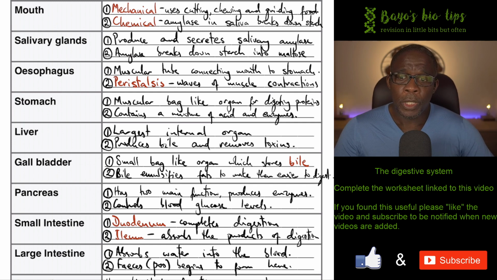Okay, so let's go on to the small intestine now. So the small intestine has multiple different parts, but the two main parts that we're going to be concerned with are the duodenum, whichever way you choose to pronounce it, which is where digestion is completed. It's the first bit after the stomach. So it's where digestion is completed, and it uses the pancreatic juice from the pancreas, which is a mixture of enzymes, which is the second function of the pancreas.